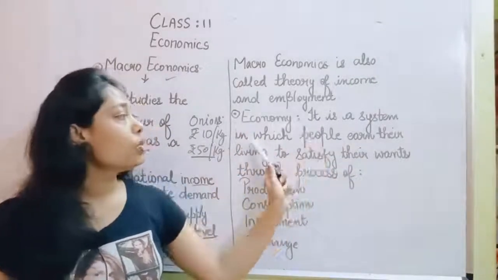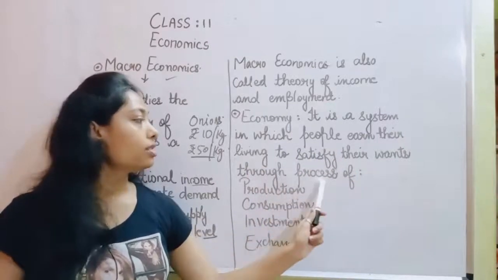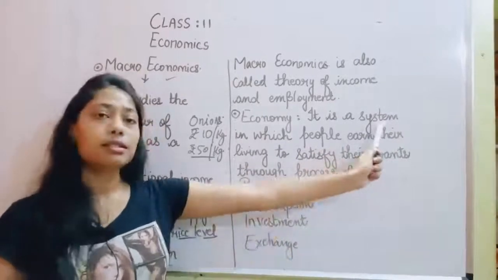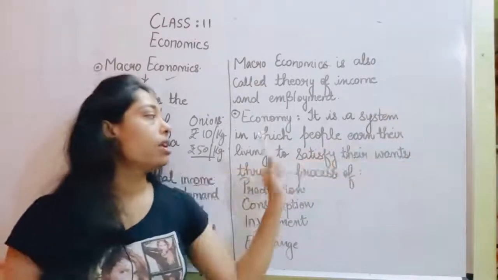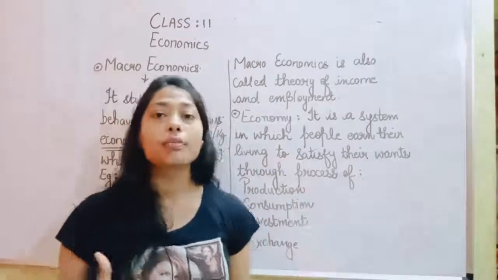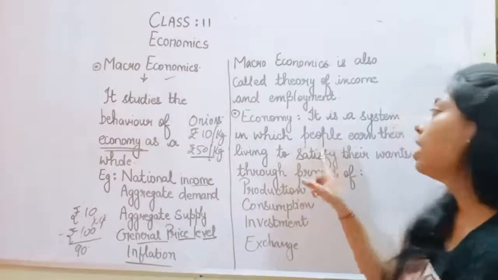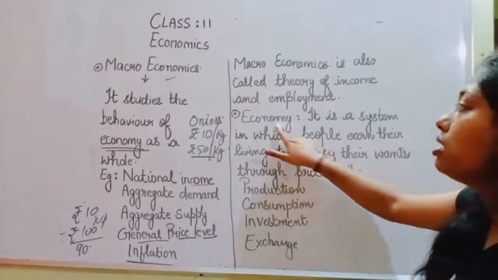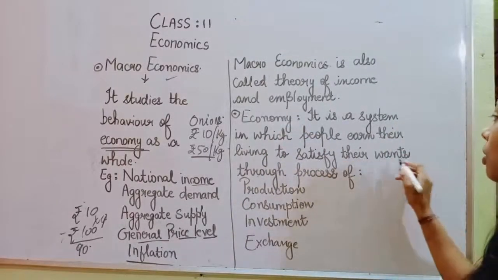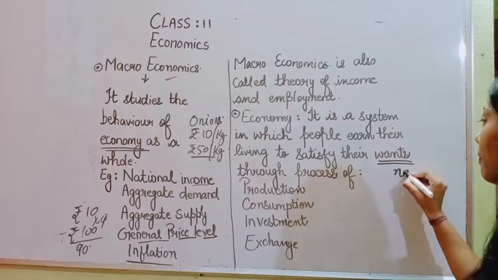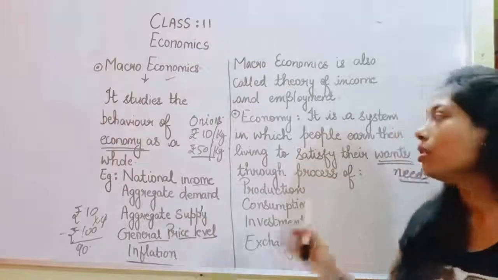It is a system in which people earn their living to satisfy their wants through a process. What kind of system? In which people are earning their living. Living is to live, they need something, they need money to live. So that money, if they are earning, they have to earn this in the economy. Then it is to satisfy their wants. Wants means needs. It is your needs.